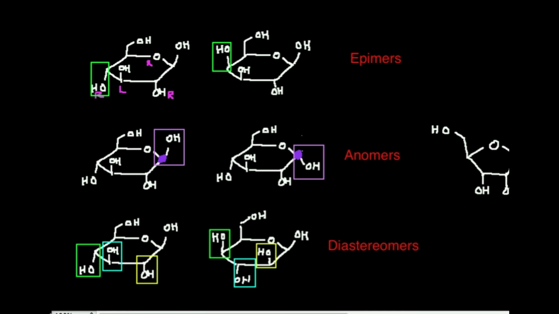So before we actually get into diastereomers and enantiomers, I'm going to go into something called epimers and anomers. Okay, and the reason I'm going to do this is because I think this order that I have them is the most logical order to do these in. Okay, so what is an epimer?